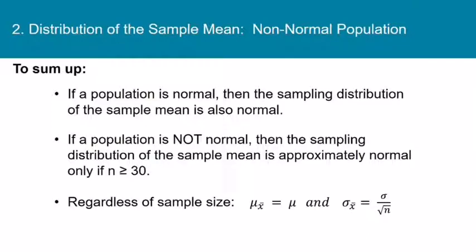To sum up, if a population is normally distributed, then the sampling distribution of the sample mean will also be normally distributed. But if a population is not known to be normally distributed, then the sampling distribution of the sample mean is approximately normal only if n is 30 or more. But regardless of sample size, the mean of the sampling distribution of the sample mean is equal to mu, and the standard deviation of the sampling distribution of the sample mean is equal to sigma over the square root of n, and sigma sub x bar is also known as standard error.